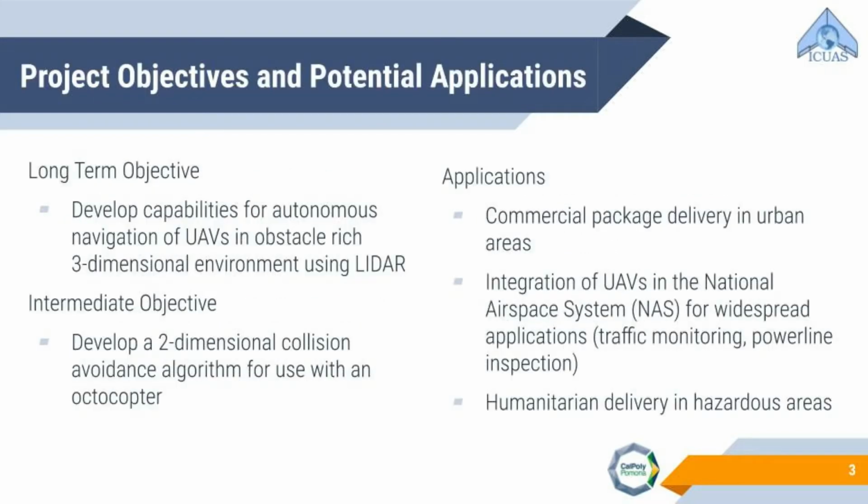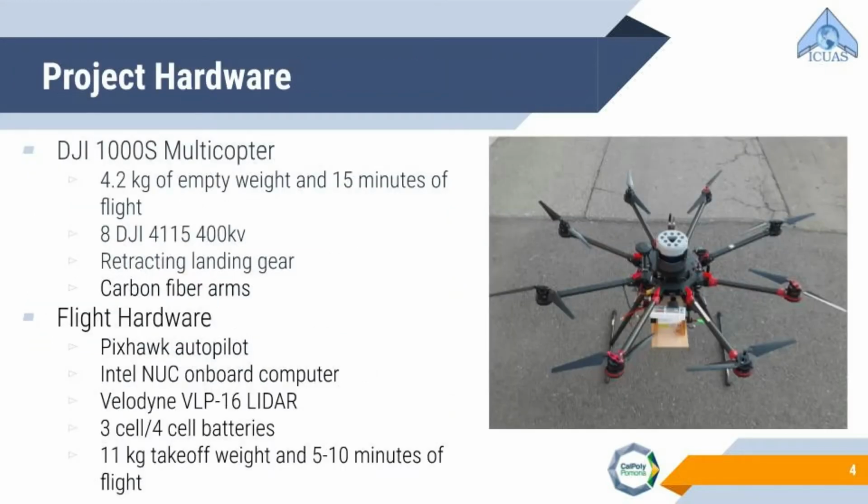To start with, we defined our main objective as developing a 2-dimensional obstacle avoidance algorithm with the longer-term goal of making it 3-dimensional. For applications, a collision avoidance algorithm offers a wide variety of potential uses. We saw the main uses being for commercial package delivery in urban areas, traffic monitoring, power line inspection, and potentially hazardous humanitarian missions. The UAV we used for this mission was the DJI S1000 multicopter.